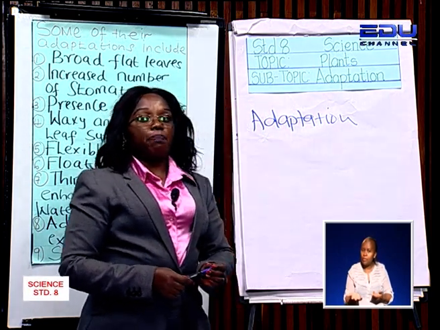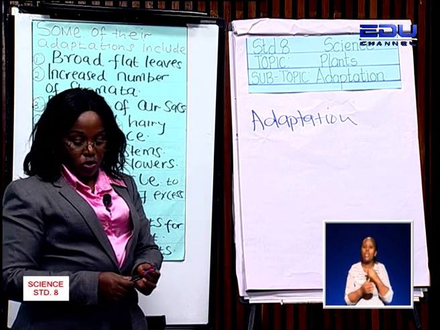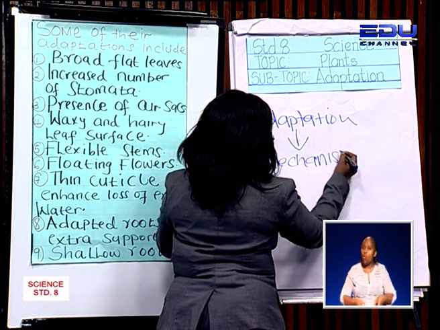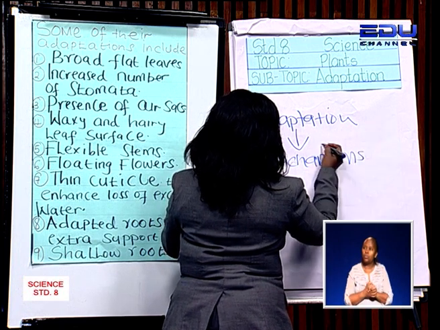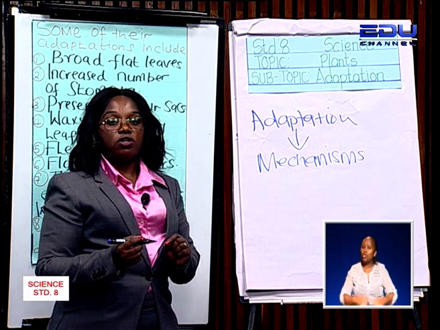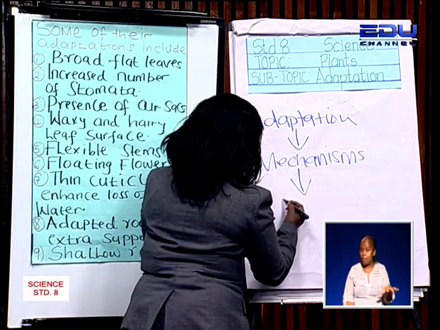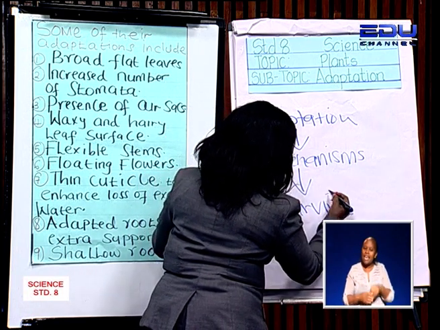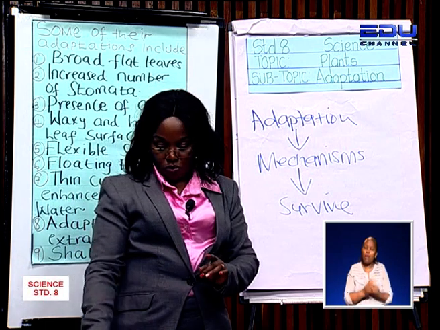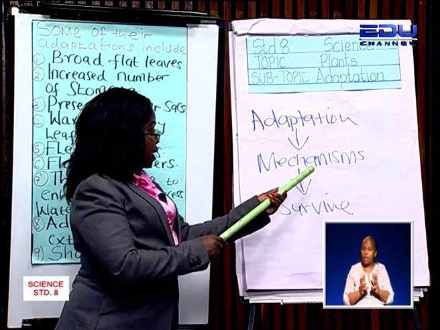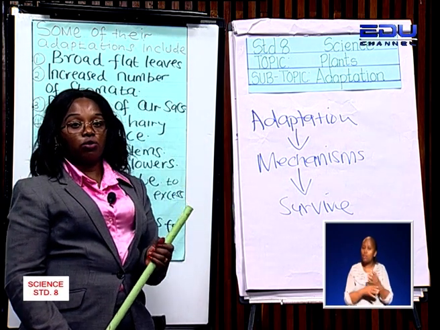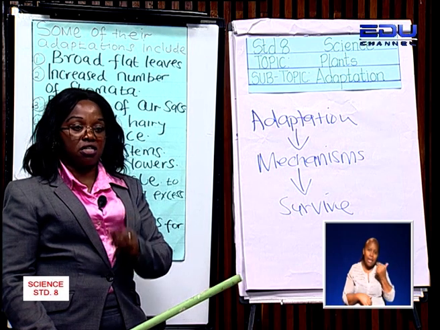Adaptation in plants actually refers to special mechanisms that the plants require to enable them to survive in given environments. My dear learner, I want to repeat that adaptation refers to special mechanisms. What are mechanisms? These are features. These are things that will enable the plant to be better suited in that given environment.